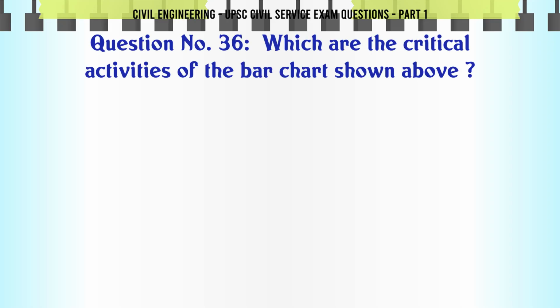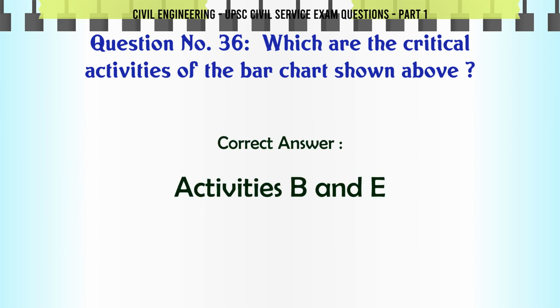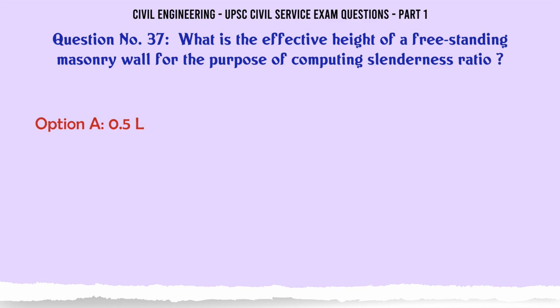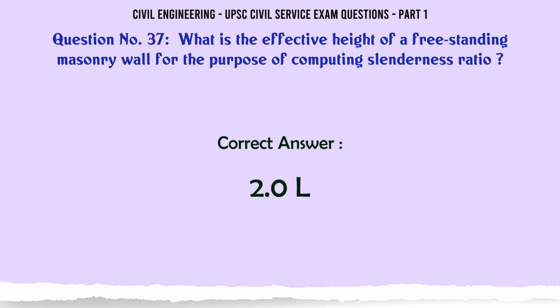Which are the critical activities of the bar chart shown above? A. Activities B and E, B. Activities A, D and F, C. Activities A, C and E, D. Activities A and F. The correct answer is activities B and E. What is the effective height of a freestanding masonry wall for the purpose of computing slenderness ratio? A. 0.5 L, B. 1.0 L, C. 2.0 L, D. 2.5 L. The correct answer is 2.0 L.